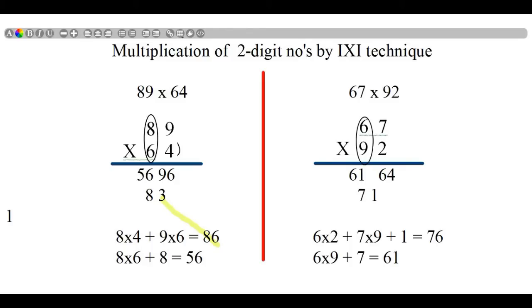We can multiply 2-digit numbers by following this 3-step procedure. The first step here is multiplication of unit places. So that's like vertical multiplication. Second step is cross multiplication of unit places and tens places. And the third and final step is multiplication of tens places. That is again a vertical multiplication.